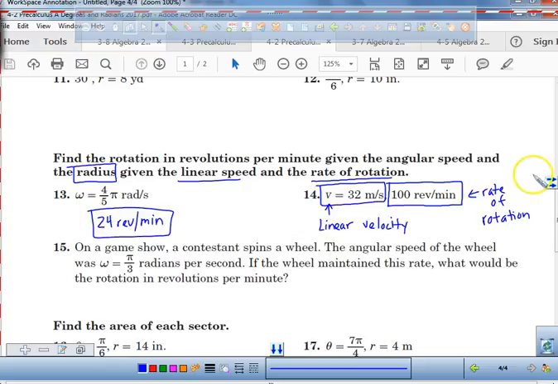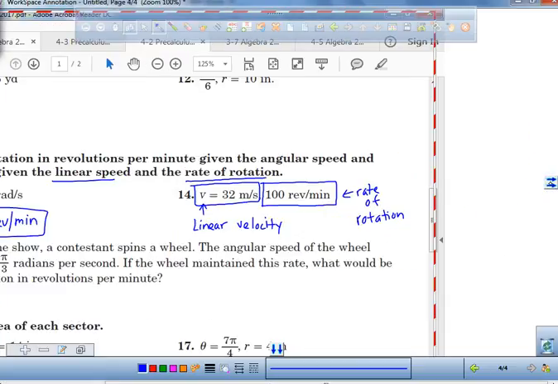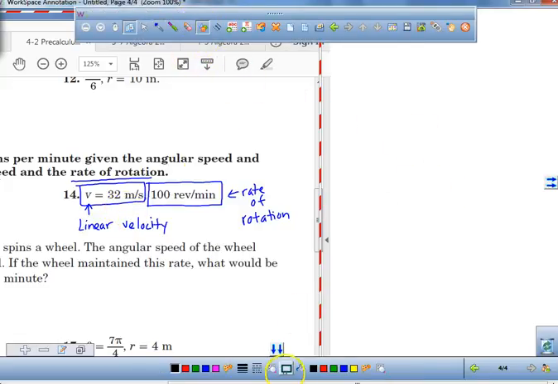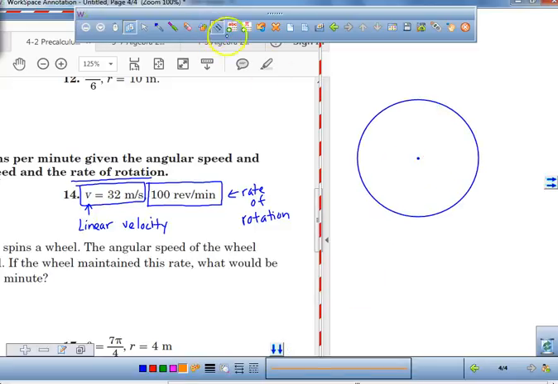Okay. So right now, I'd like us to build a circle. For number 14, put number 14 in your journal. I want you guys to make a circle, and I want you to make a radius in the circle right here. I'm going to label that the radius, because that's what we're trying to find. And I want you to understand, think of this as a wheel.